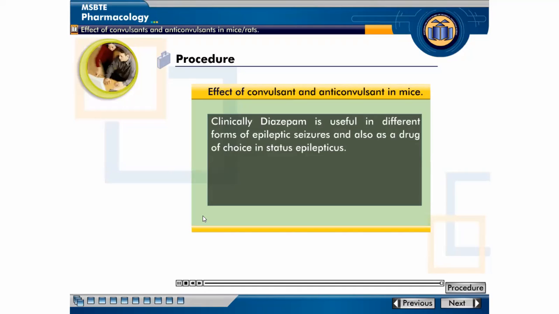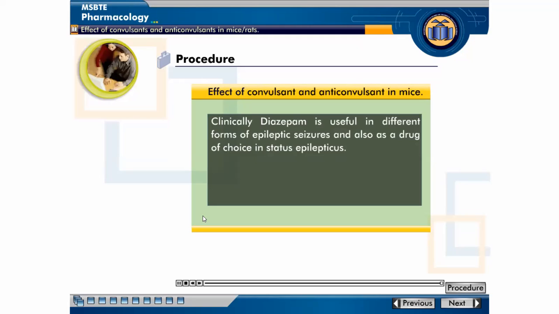So by a stepwise procedure, first we select any healthy mice, of either sex, then label them, and after that inject strychnine sulfate. We concluded from this procedure that when we inject strychnine sulfate by the intraperitoneal route into the mice, it shows Straub's tail and jerky movements. Jerky movements means very sudden or quick movements are observed. That is jerky convulsion. Then the severity of the convulsion occurs.